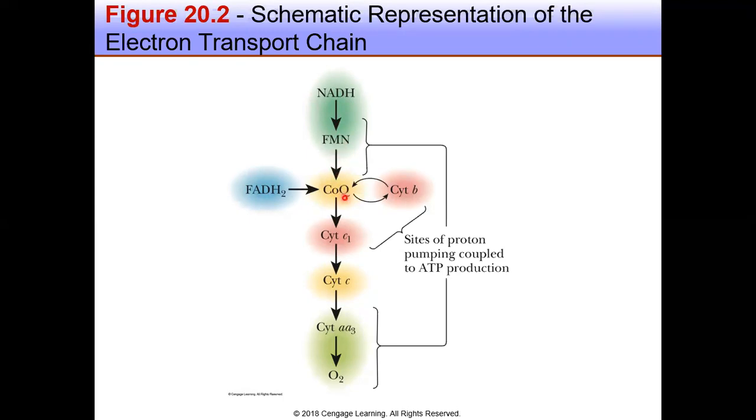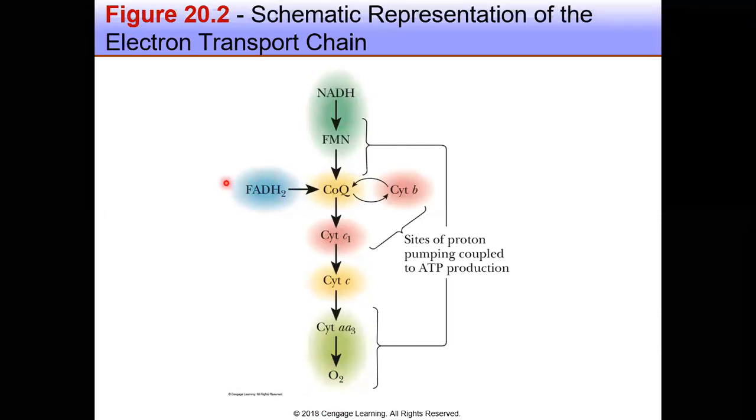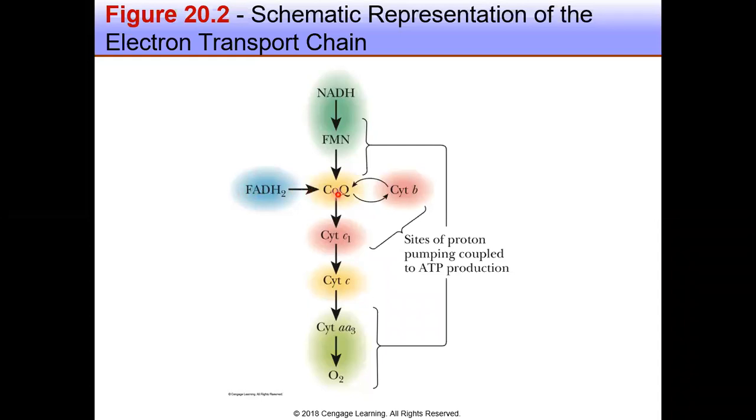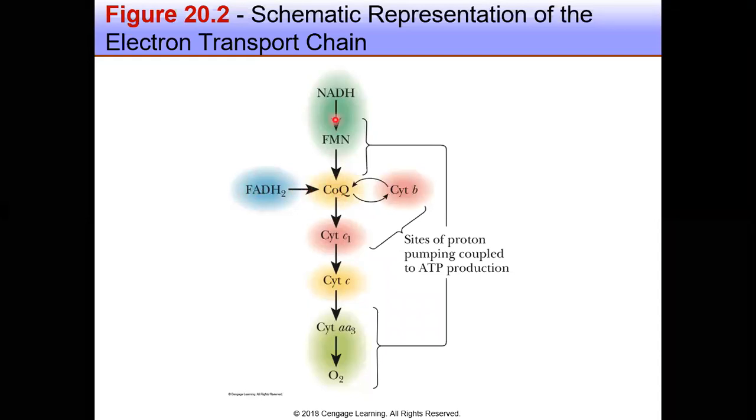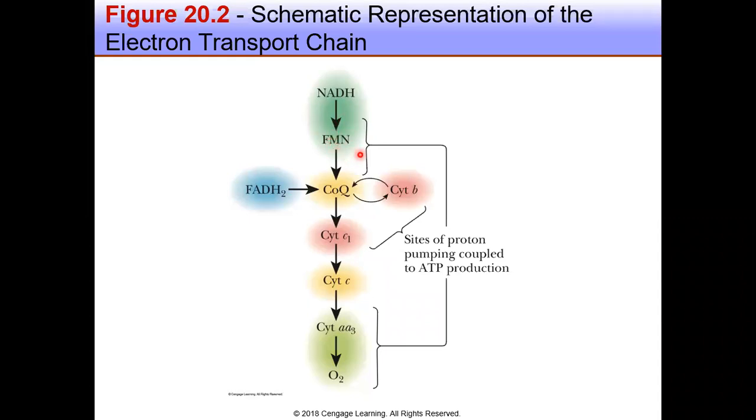Then from FMN to CoQ, coenzyme Q. Then here we have cytochrome B, cytochrome C1, cytochrome C, then cytochrome AA3, and the final electron acceptor is oxygen. Also here, FADH2 transfers its electrons directly to CoQ without passing at this point. Now here you have 1, 2, 3. These are sites of proton pumping coupled to ATP production.